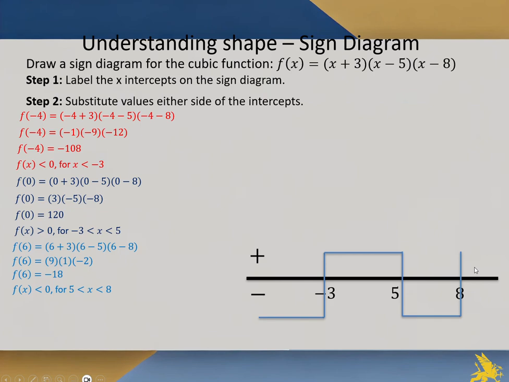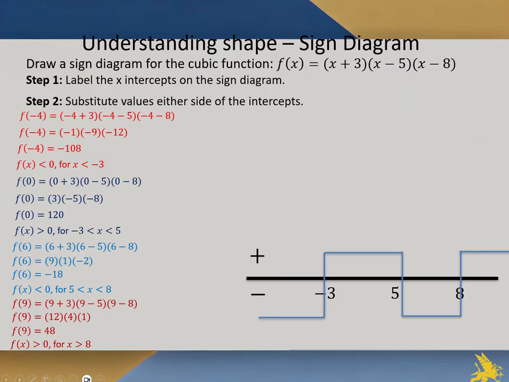Then again, I look at the last part when I'm over here and greater than 8, so I'll pick 9. If I substitute that in, I've got a positive and a positive, so it's going to be positive. That means f(x) will be greater than 0, or y is greater than 0, for x greater than 8. So now I've got that.